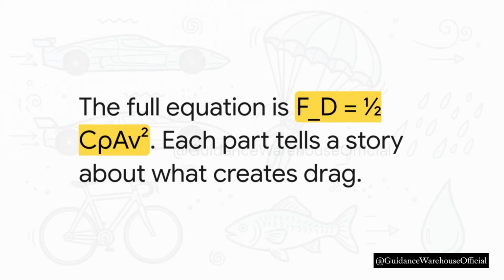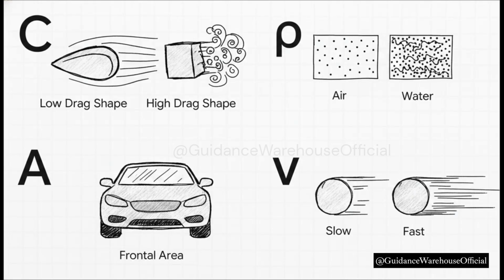And here it is, the whole shebang. Now, I know it might look a little intimidating at first, but trust me, every single symbol in this equation tells an important part of the story of what creates drag. Let's break it down piece by piece. We've got C, the drag coefficient, which is all about the object's shape, how slippery it is. Then we have rho, that's the Greek letter, which stands for the density of the fluid you're moving through. A is the frontal area, how big of a target you present to the fluid. And finally, v is velocity, which we already know has that huge squared impact.